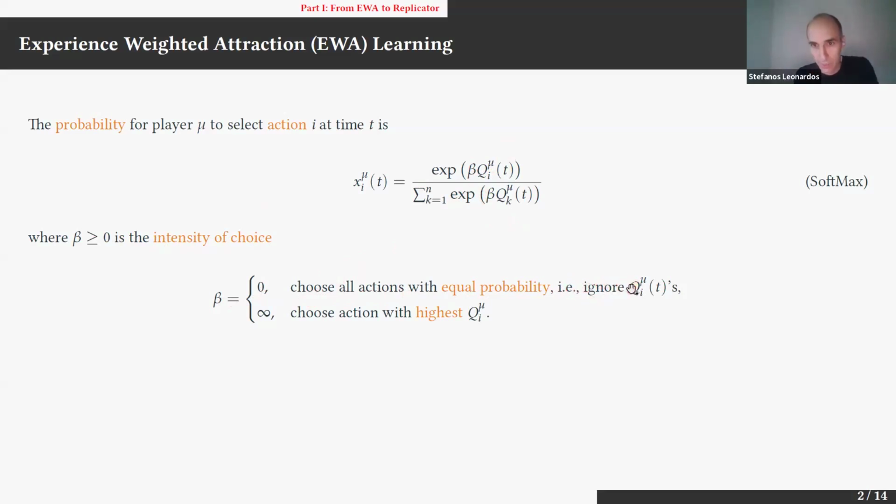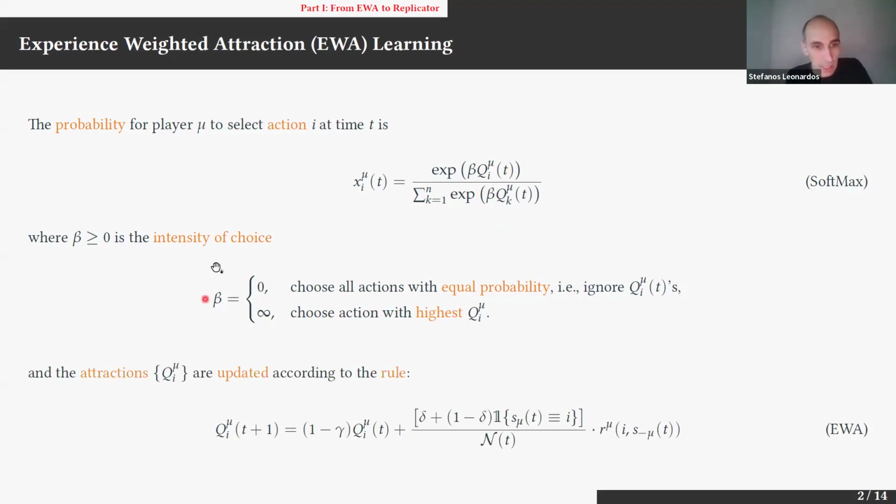This means that the player essentially ignores the signals that they have from the environment. And if beta tends towards infinity, it's very large, then the player simply chooses the action with the highest Q value or signal. So what are these Q values? These are called the attractions, and they are updated according to a fairly complicated rule, a rule that has quite a few parameters, and we're going to look at these parameters right away. Just to recap very simply how experience-weighted attraction learning, EWA learning, works: the players update some attractions, some scores, and then they use the softmax over those scores, using also the parameter beta, which is the intensity of choice.